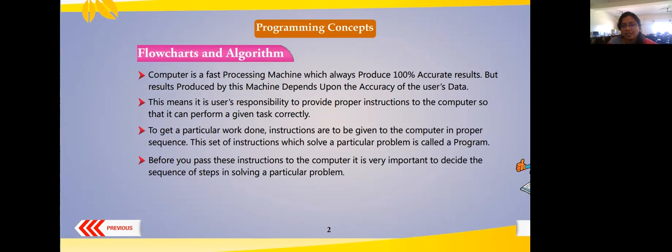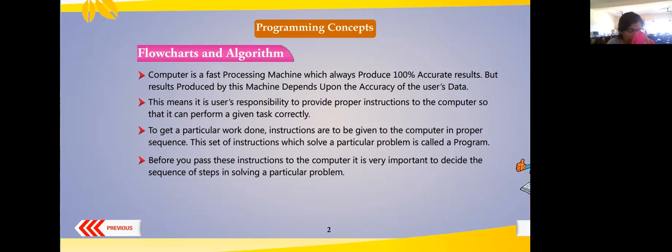Before you pass these instructions to the computer, it is very important to decide the sequence of the steps in solving a particular problem. Exactly what I say. So when you are giving instructions to the computer, it is very important for you to decide which step should come at what number. So the sequence of the steps should be properly given in solving a problem.